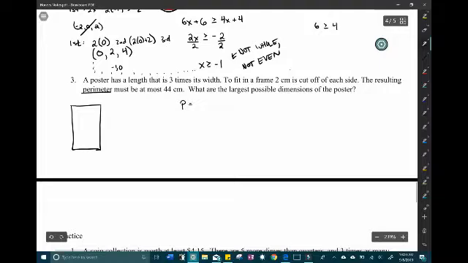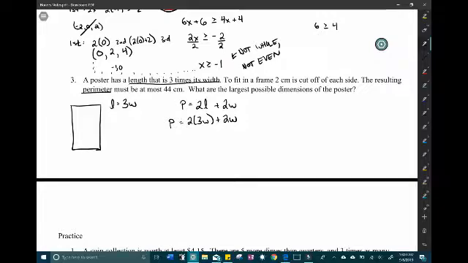Okay, perimeter we know is 2 times the length plus 2 times the width. What else is something we know? We have a length that is 3 times its width. So length is 3w. Substitute that in. That means our perimeter is equal to 2 times 3w plus 2w. Okay, and what are we doing to each of those sides? We are cutting 2 centimeters off each side. All right, so that means our perimeter now is 2 times 3w minus 2.